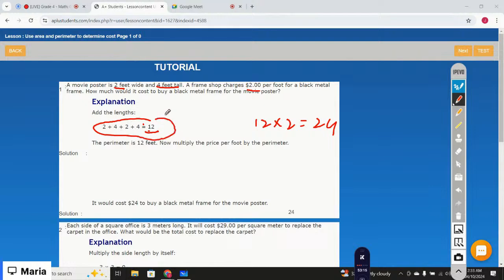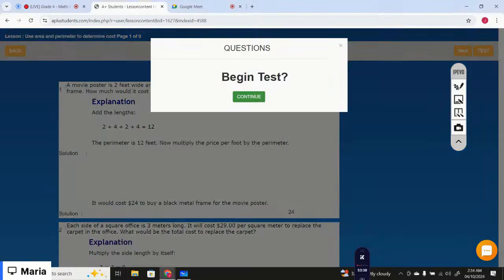This is the addition. That is the perimeter of the shape. For the perimeter, you need to add all the side lengths, right? So this is the addition of all the side lengths. Now you have the perimeter that is 12. You are given $2 per foot. You need to calculate the price of the 12 feet. So 12 times 2 is 24. So that means that is 24. Let's just start with the test questions.